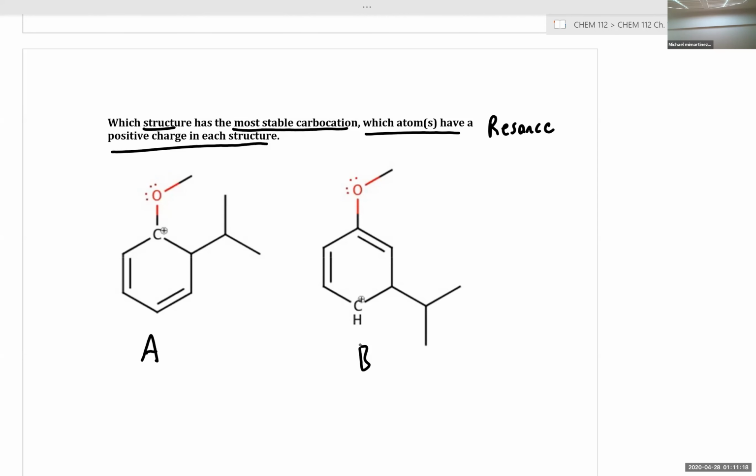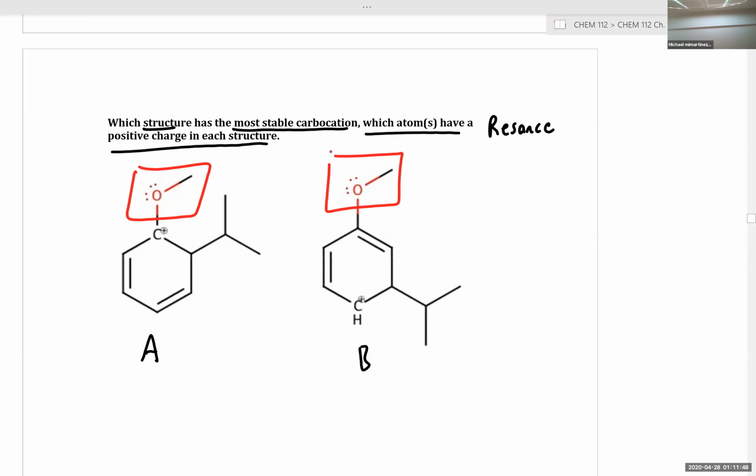And one thing to spark some ideas here is to think about what this ether group represents. Is it donating or withdrawing? Does that ether group stabilize or destabilize a carbocation? So let's take about another minute and a half, and let's get a few more responses in the chat with that question in mind.